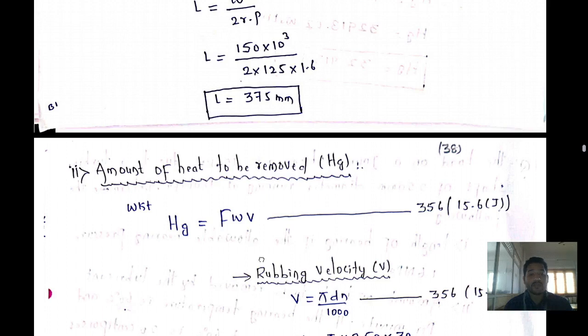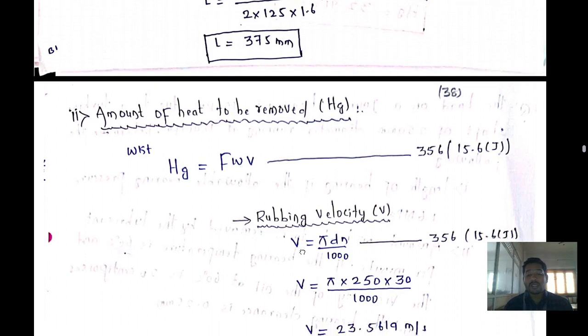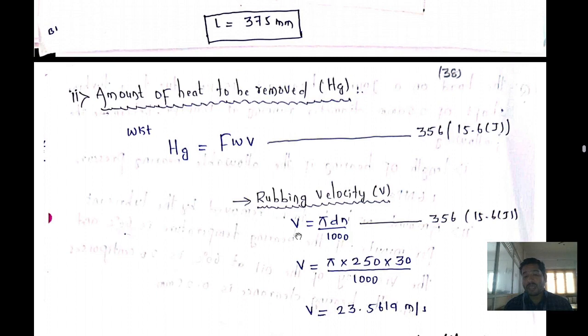Our intention is to find out how much amount of heat is to be removed. To find it, we use the formula Hg equal to frictional force into load into rubbing velocity. The first thing we need to find is the rubbing velocity. For that, we use the formula V equal to pi dn by 1000. Refer to page number 356, equation 15.6 J.